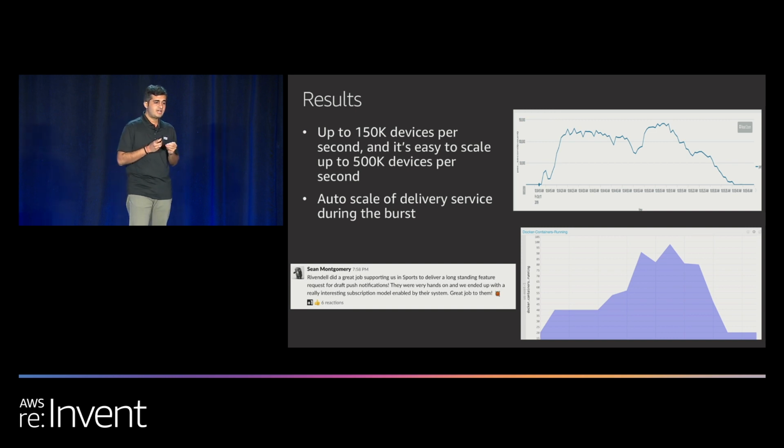With AWS services like DynamoDB, DynamoDB Stream, and SQS, along with autoscaling, we can send notifications to 150,000 devices per second. The architecture is very simple and easy to scale. With just a few configuration changes, our system can send notifications to up to 500,000 devices without even doing any deployment. From the right side graph, you can see how nicely our system scales up and down during the burst of traffic. The bottom graph shows how our horizontal pod autoscaler scales up our services.